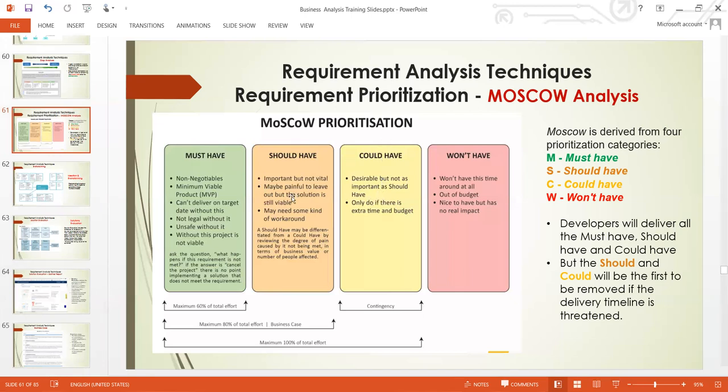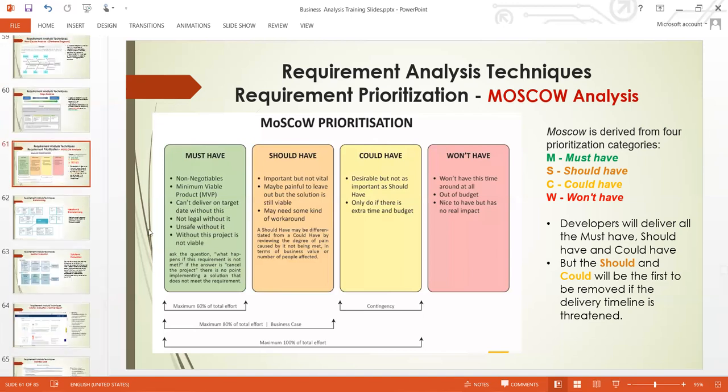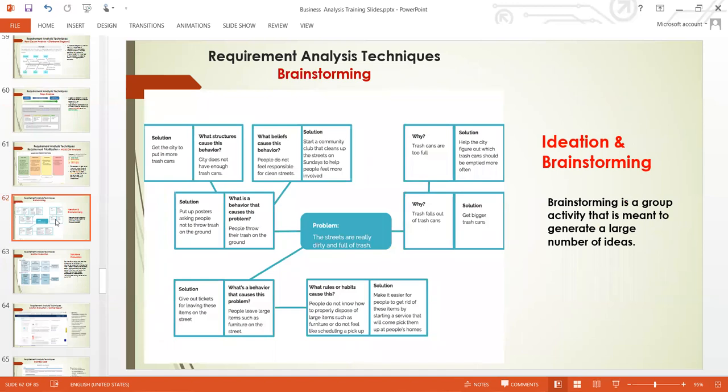So the next thing here we are going to look into is requirement analysis, brainstorming section. Brainstorming is a group activity that is meant to generate large number of ideas.